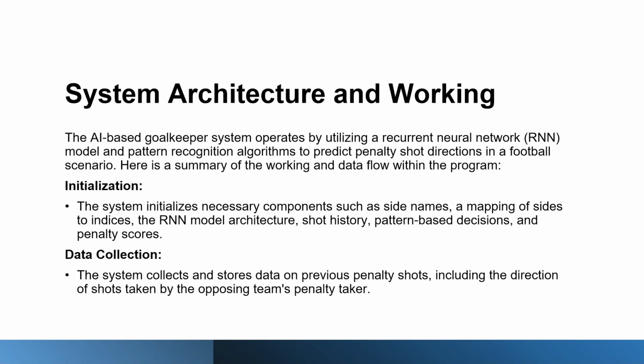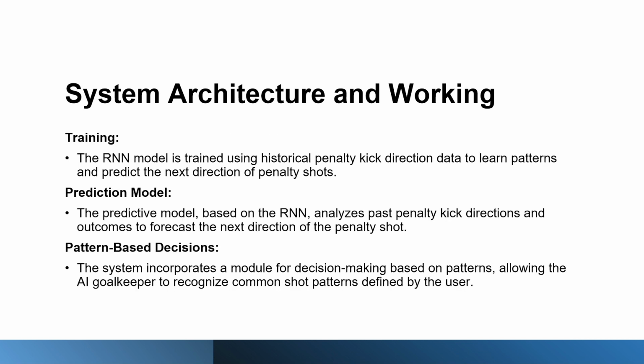The system architecture and working. In basic terms, the system uses an RNN and a pattern matching algorithm. If the AI detects a pattern in your short history, then it dives accordingly. Else, it keeps diving in the most probable direction. The AI is trained for 1000 random shots initially, but can be provided with the player's shot history so it will adapt better to that player.